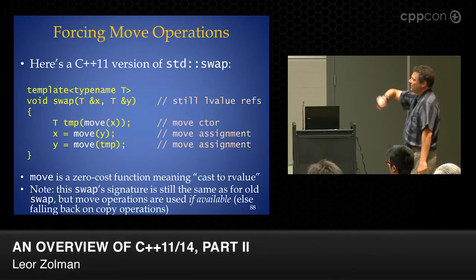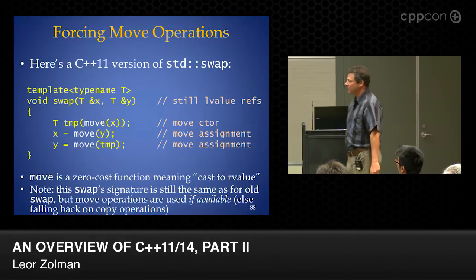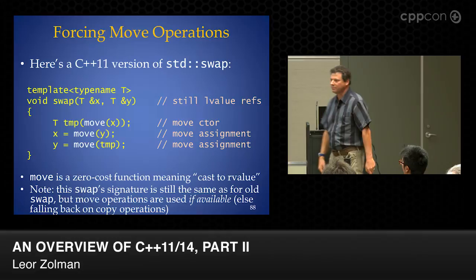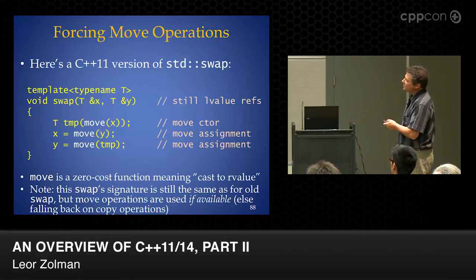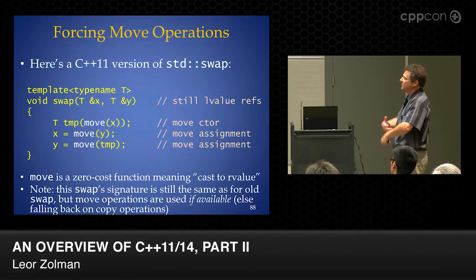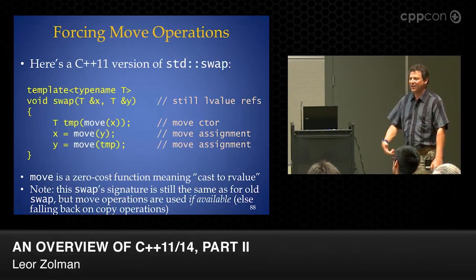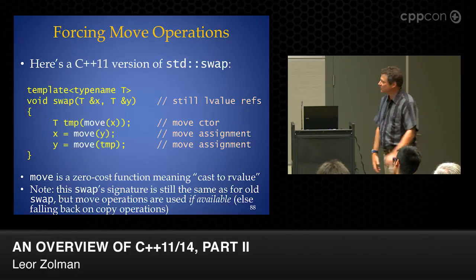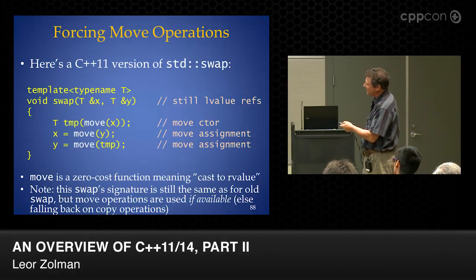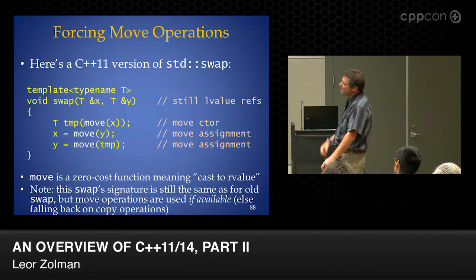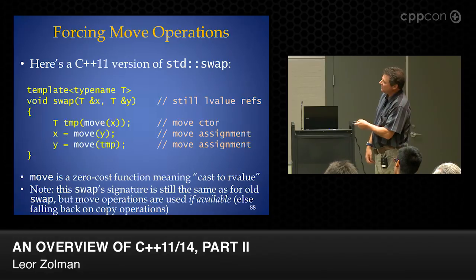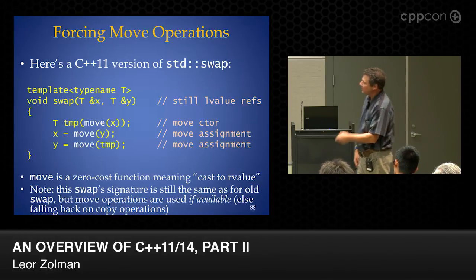Now, this is the new C++ implementation of swap. The signature is the same. It kind of has to be, because the swap utility template is used universally. It can't change its interface. So it still accepts by L-value references, and it still is going to swap those things. But there's the addition of these little misleading things here called move.